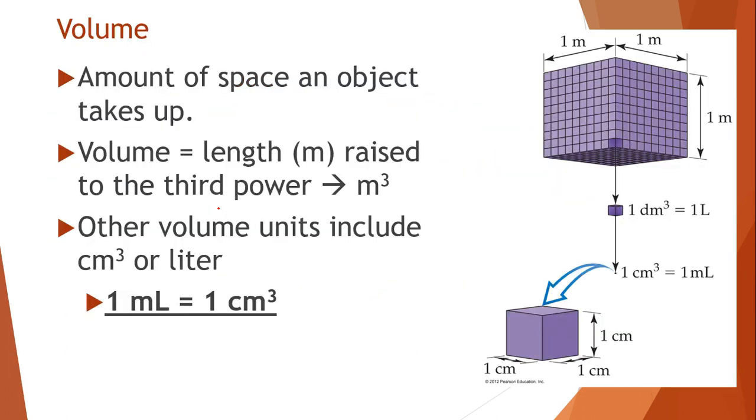After temperature, we have volume. Volume is the amount of space an object takes up. We talked about how its unit is meters cubed, but other volume units include centimeters cubed, also the liter, which is designated by a capital L, or we can even say a milliliter, which is a lowercase m for milli and then a capital L for liter. One thing to note is that 1 milliliter actually equals 1 centimeter cubed, so you can convert between those different measurements.